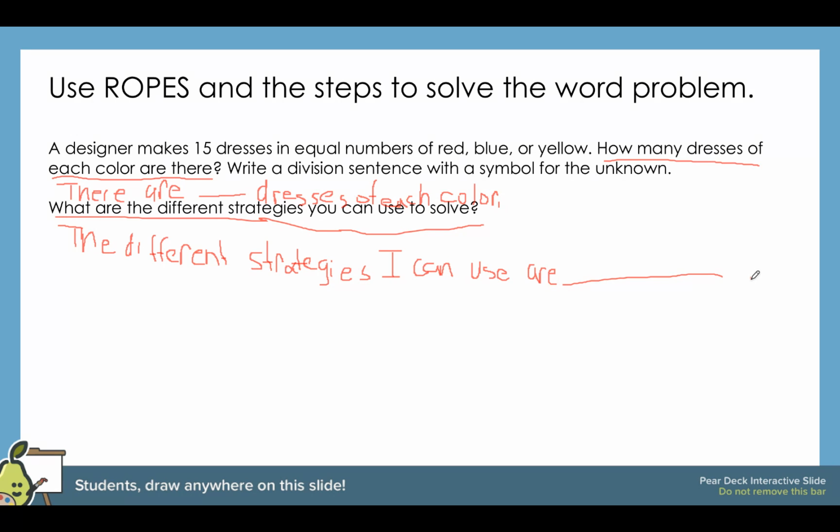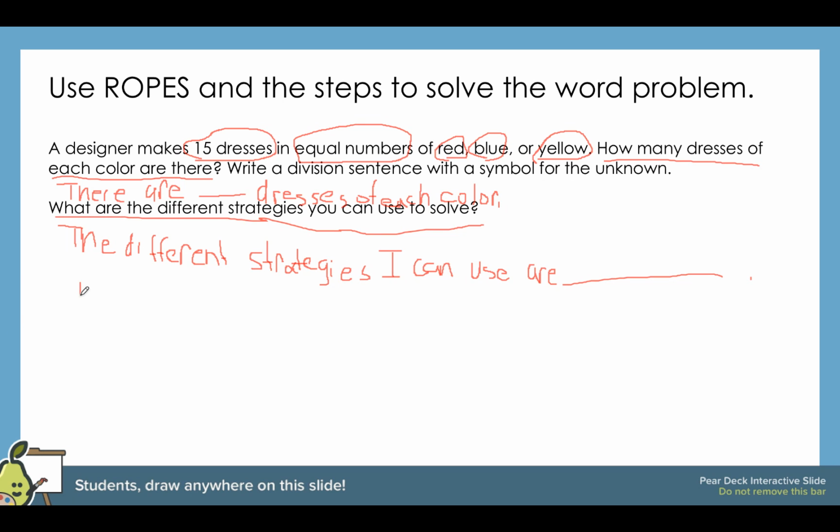Okay, now let's go and find the key information. So the key information that we have here is, a designer makes 15 dresses. Okay, so 15 dresses, equal numbers, and then the colors are red, blue, and yellow. And then we also need to make sure we write a division sentence with a symbol for the unknown. So we have to remember to do that as well.